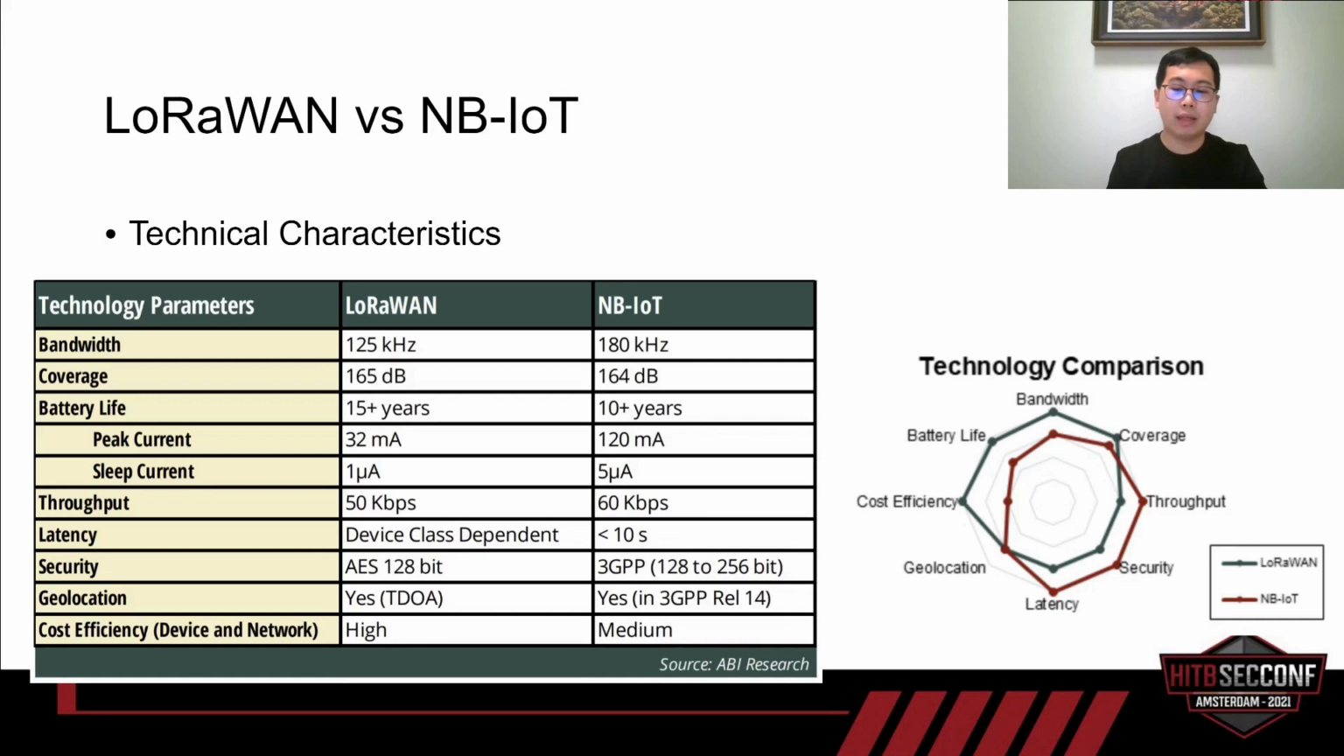Security is the focus of our presentation. LoRaWAN uses AES as its security basis. NB-IoT inherits the security features of LTE, which has security protections in AS and NAS. At the same time, it uses SIM cards for authentication, which is relatively more secure.